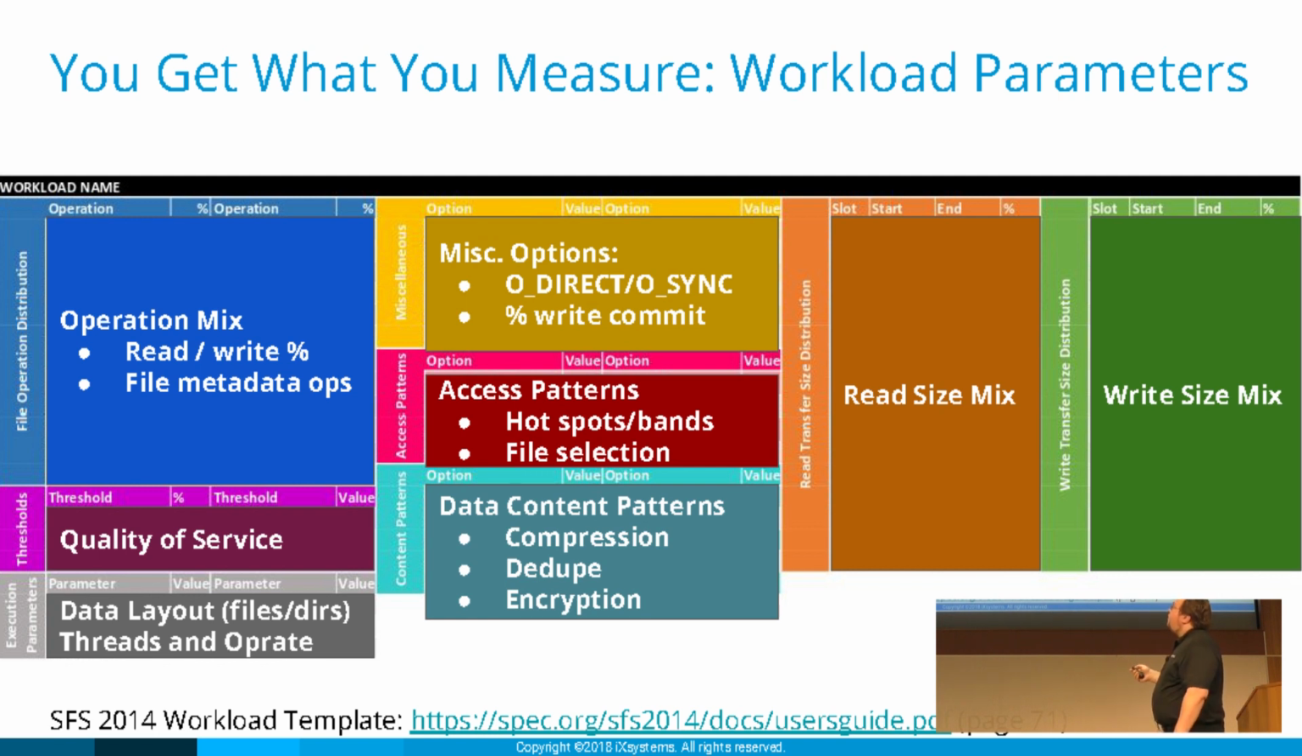And then some other components here, your access patterns. So again, hotspots, hot bands, skew, whatever you want to call that, just that some parts of your data are accessed more than others. You want that to be fairly accurate, and we'll get more into the concept of active data set size as we go along here. And also file selection, which is really the same thing. Some files are hit more often than others.